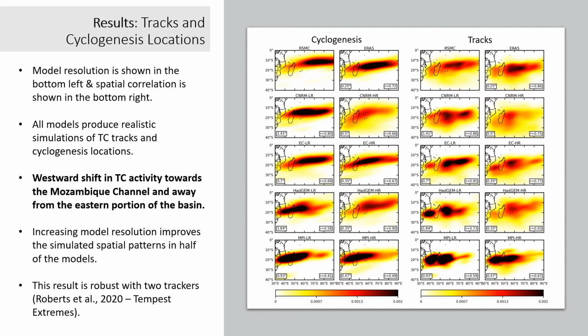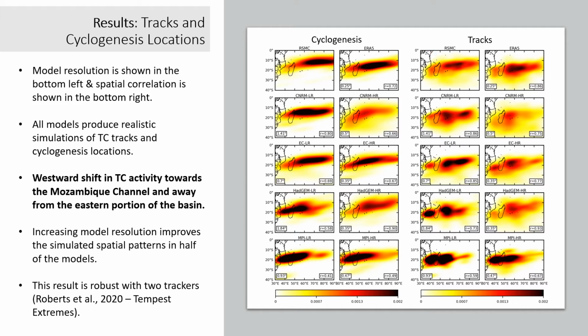So looking at our results, first we consider the spatial patterns of cyclogenesis locations and tropical cyclone tracks. Observations show that cyclogenesis generally occurs between 5 to 25 degrees south, with a concentration of activity along this eastern boundary and a weaker tongue extending over the Mozambique Channel. It also shows the highest concentration of tracks between about 10 to 30 degrees south and 50 to 90 degrees east, with no activity near the equator.